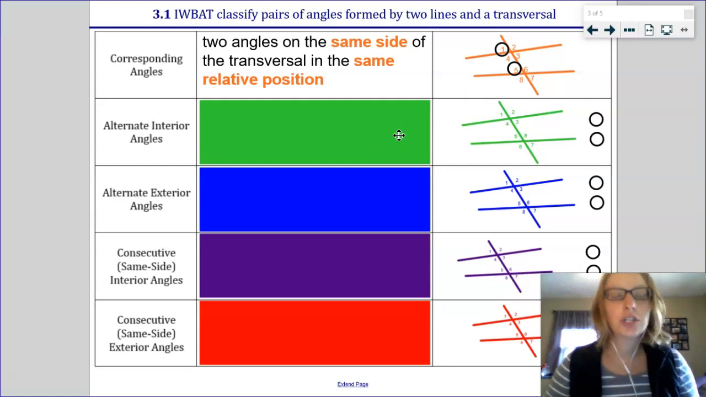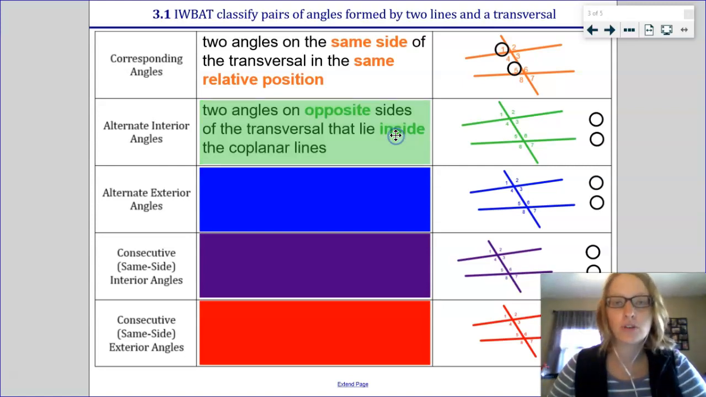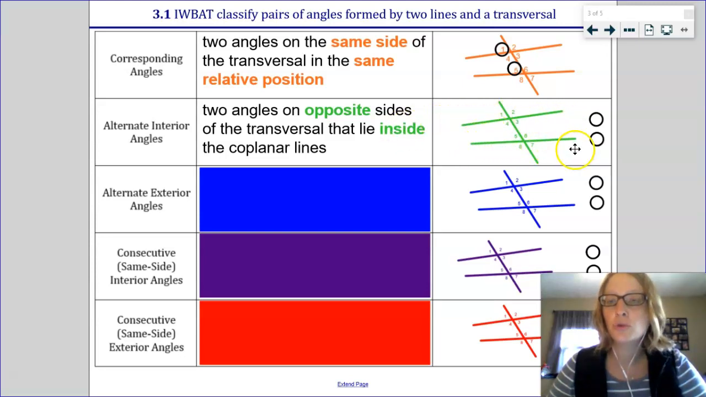Then move on to alternate interior. Alternate interior is exactly like it sounds. It does 2 things. Alternate, meaning opposite side of the line, inside of the 2 crossing lines that cross over the transversal. So when I say inside, I mean it's in between these 2 lines that cross through the transversal.